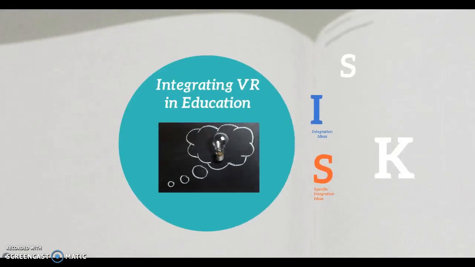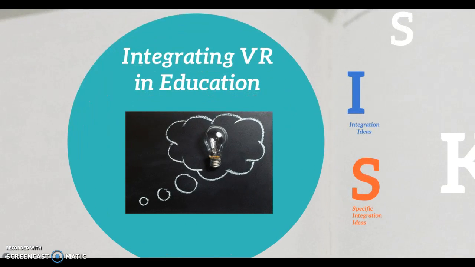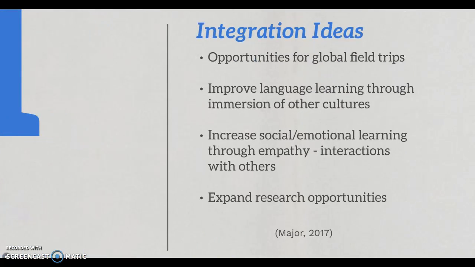So now that we know a little bit more about virtual reality, I'm going to discuss ways virtual reality can be integrated into education. One way that virtual reality can be integrated into education is by providing students opportunities for global field trips. Through this, your students can no longer be held to the walls of your classroom. So you can expand the learning beyond the school, which is really different from a typical field trip where the destination is limited to your location. So really, with virtual reality, your students can go anywhere on a field trip.